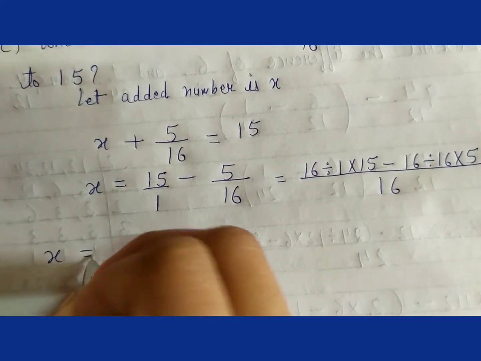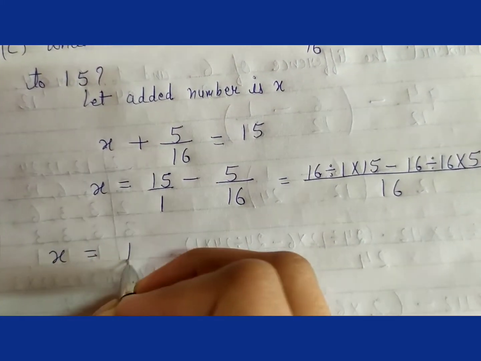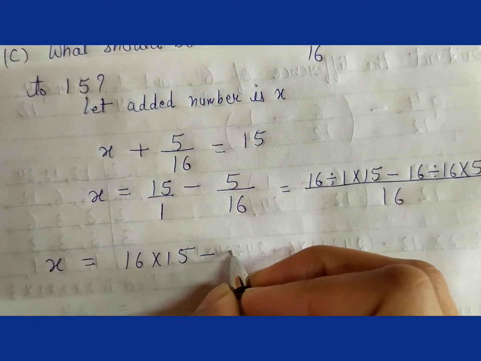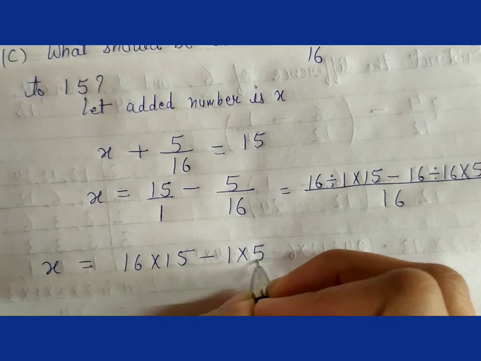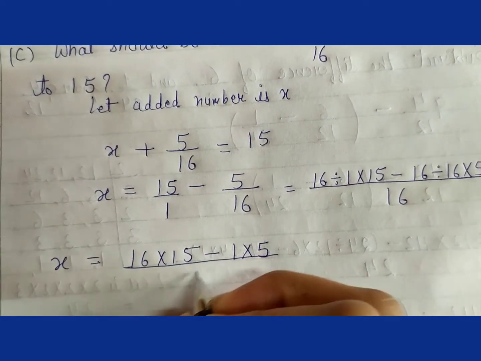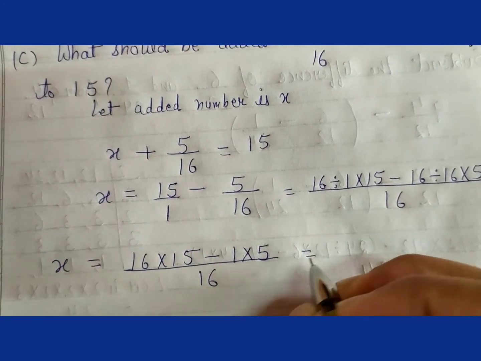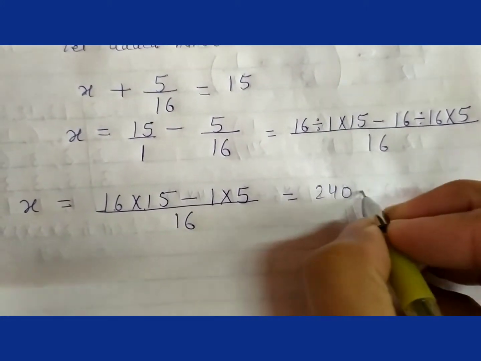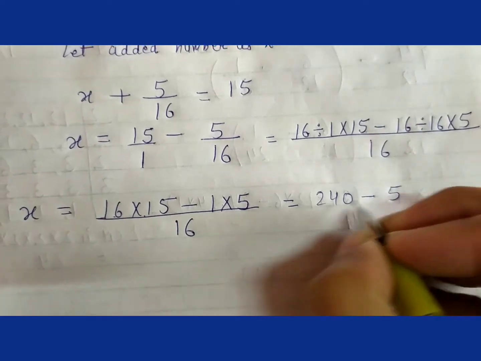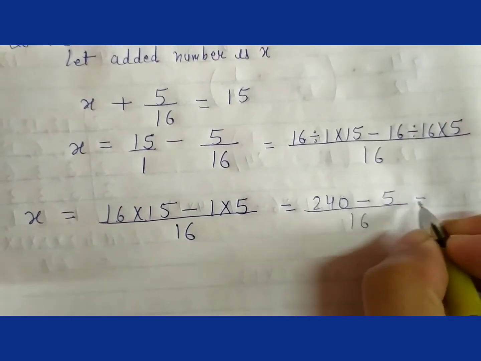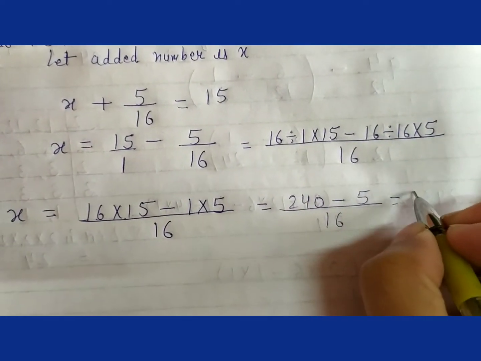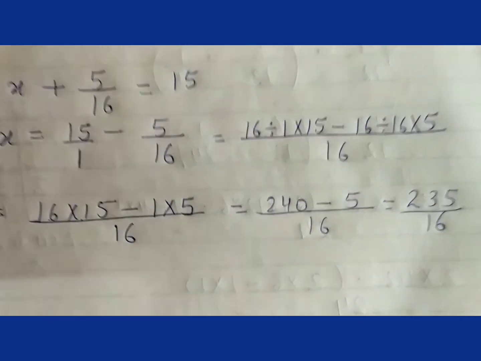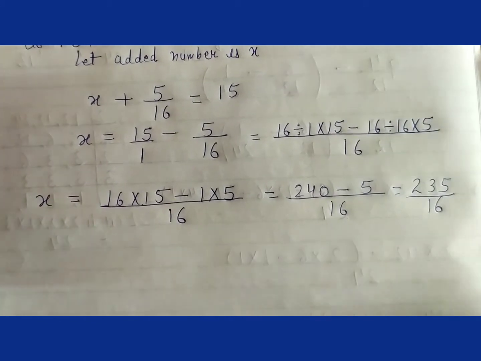x equal to 16 divided by 1, 16 multiply 15, minus 16 divided by 16, 1 multiply 5, upon 16. Firstly multiply 16 and 15. Answer is 240. Minus 1 multiply 5, 5 upon 16. 240 minus 5, 235 upon 16. Change into mixed number.